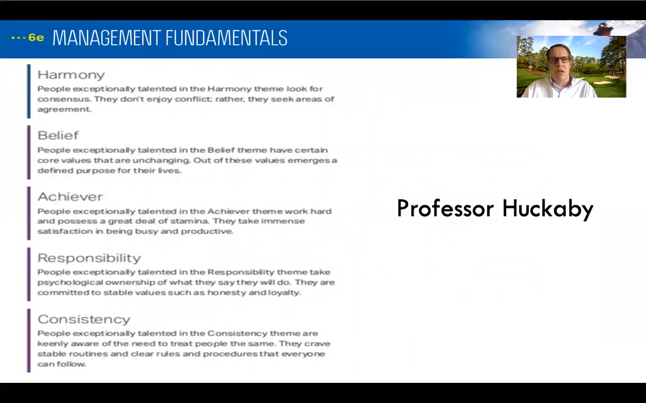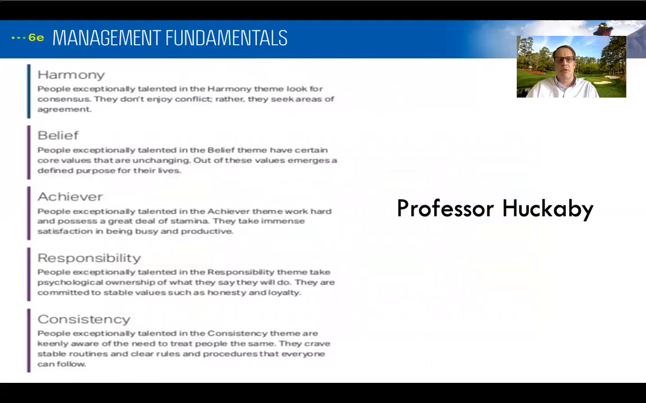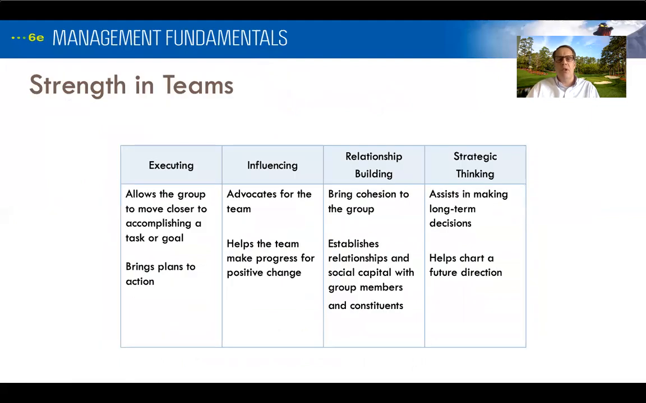Interestingly, I just wanted to share mine. Mine are harmony, belief, achiever, responsibility, and consistency. As we go back, you look at those, where do those all fall? And you can see 4 out of the 5 of mine are in one domain, which isn't a bad thing, but it definitely shows that in these 3 areas, those are not my proverbial strengths. And if you were building a team with me involved, you would want to make sure that you have folks from these other domains as well. So as you're building and thinking about your groups and your teams, you can look through that restatement of what we just talked through.